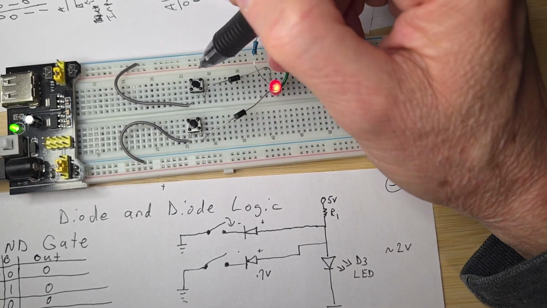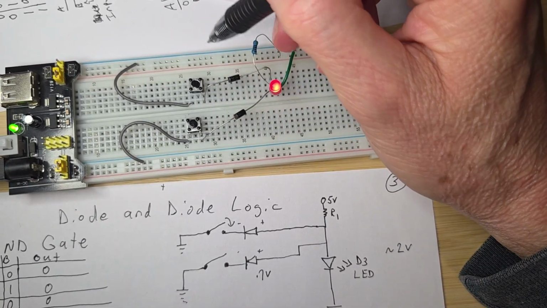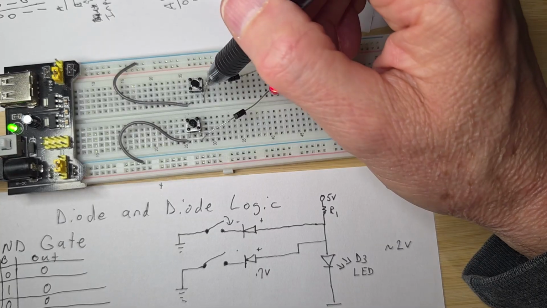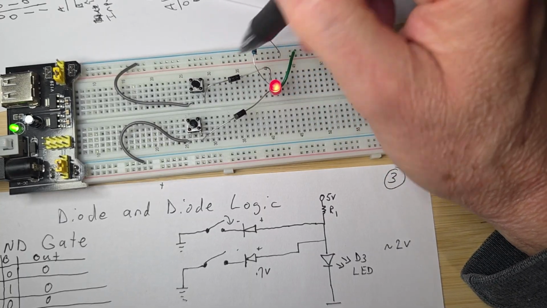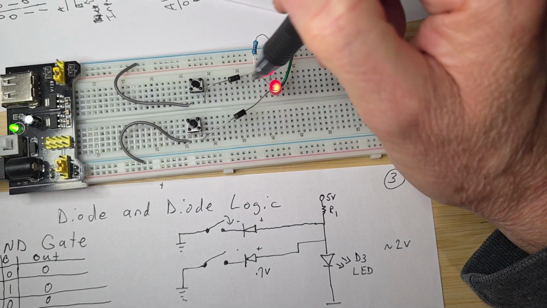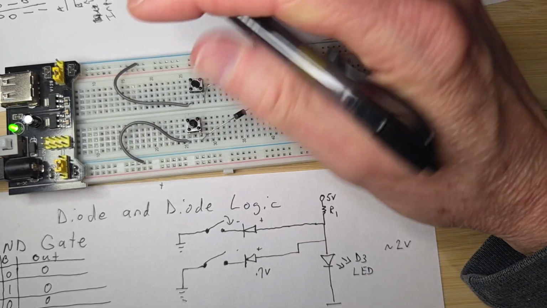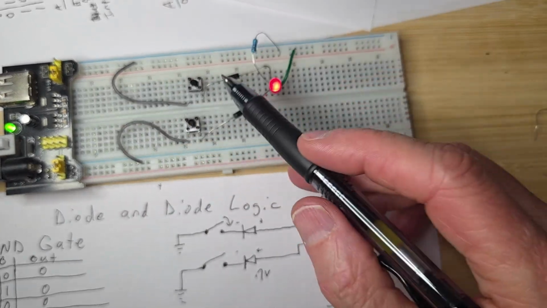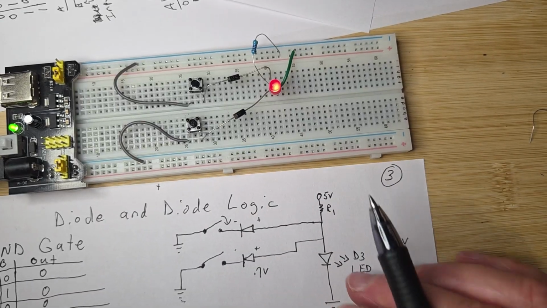I could take the switches out and run the diodes up here, and the light would still stay on, like the diodes aren't doing anything. Electronically, it's kind of a weird thing, but let's go ahead and go through it.